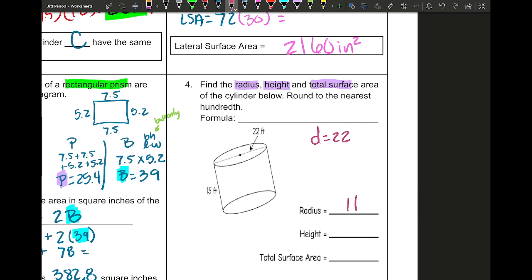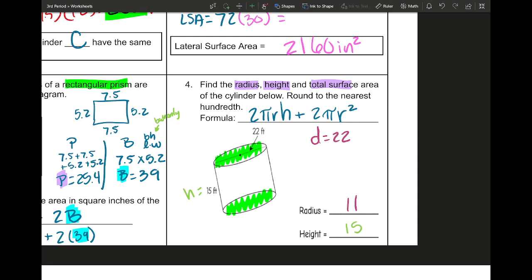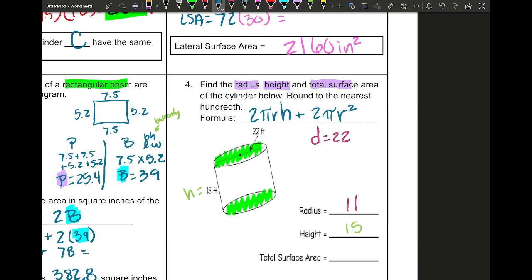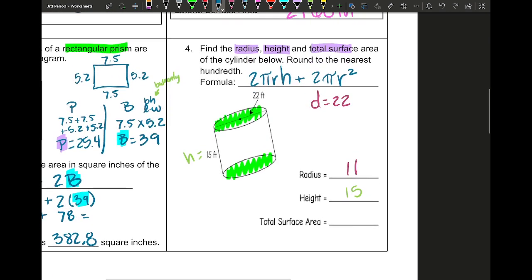Now, the height, that's going to be the distance between my two bases. What is that height going to be? 15. This is my height. Easy. Now the formula for the total surface area of the cylinder is 2 pi RH, which is the lateral surface area, plus 2 pi R squared. All right, so now that I know my radius and my height, I can just go ahead and plug in those values into the formula. So that's exactly what I'm going to do.